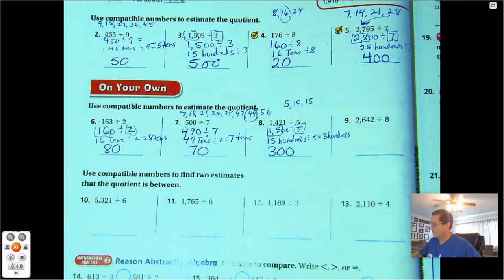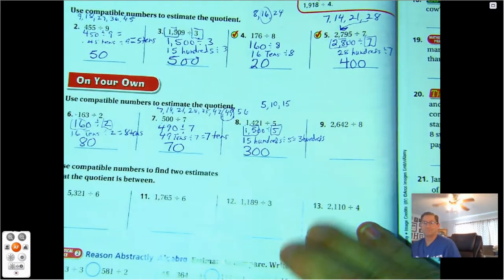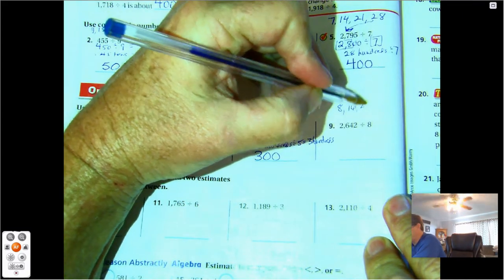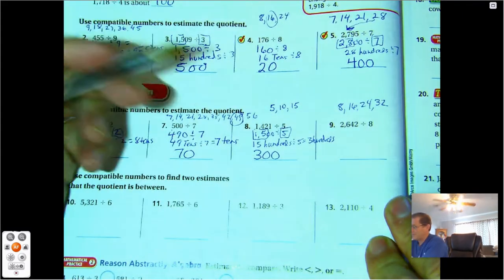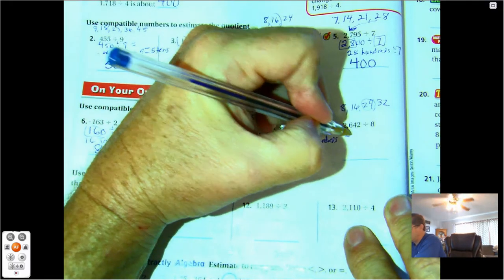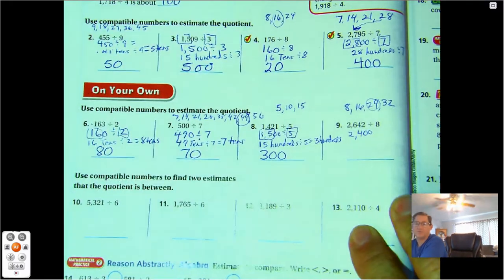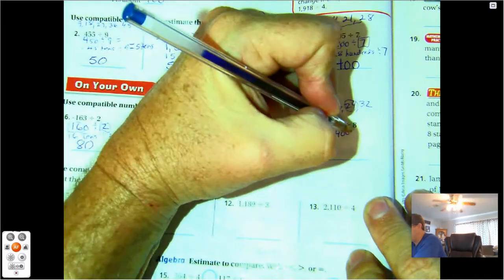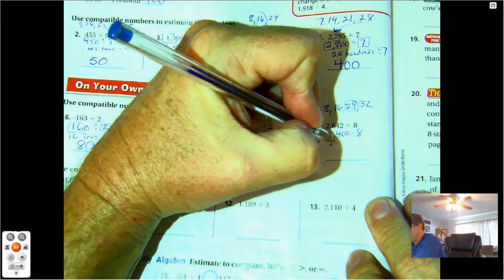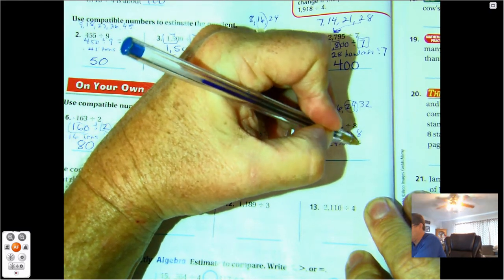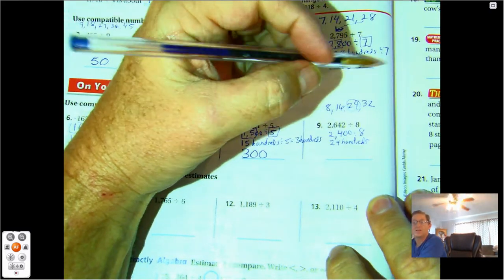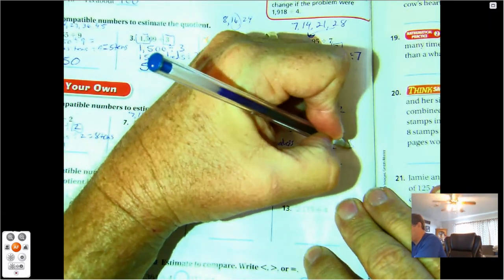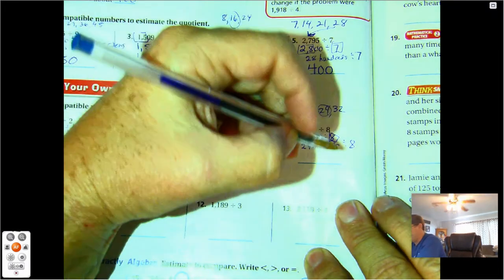And number 8. So we're going to skip count by 8s. 8, 16, 24, 32. 24 is the closest. So I'm going to change that original number, 2,642, to a compatible number of 2,400 divided by 8. So we're going to have 2,800s. I think I just said 2,800s. 2,400s divided by 8. And 24 divided by 8 is 3, so 300.